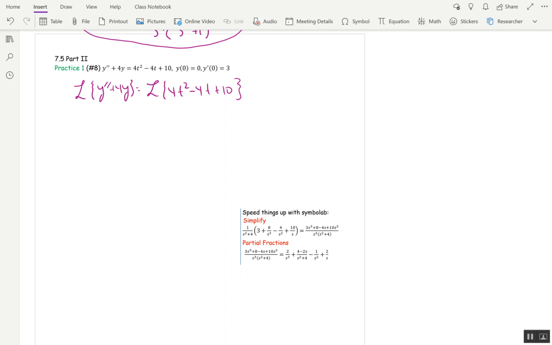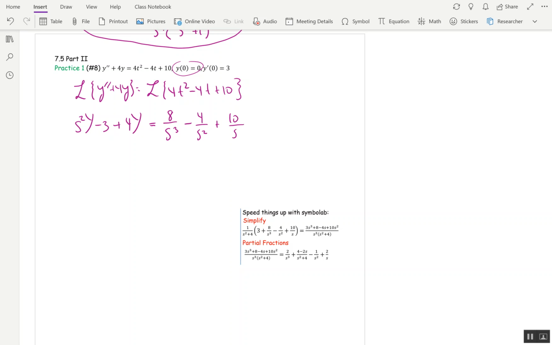All right, and now L of y double prime is s squared big Y minus sy of 0, but y of 0 is 0, minus y prime of 0, minus 3. Plus, now we want 4L of little y, so 4 big Y, and that's equal to L of t squared is 2 over s cubed, so this will be 8 over s cubed minus 4 over s squared, because L of t is 1 over s squared, plus 10 over s.